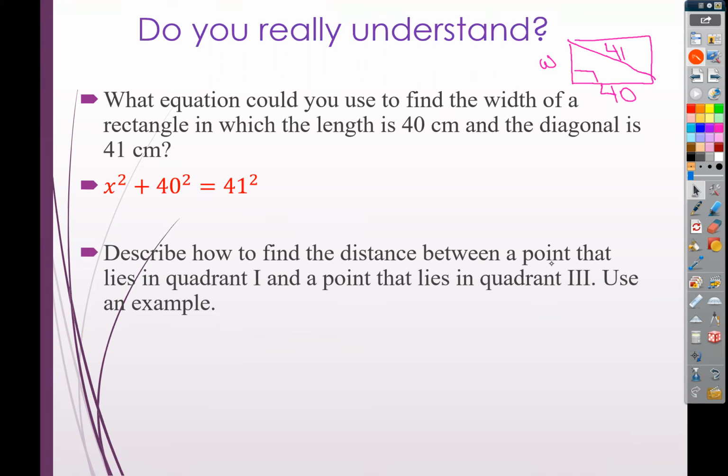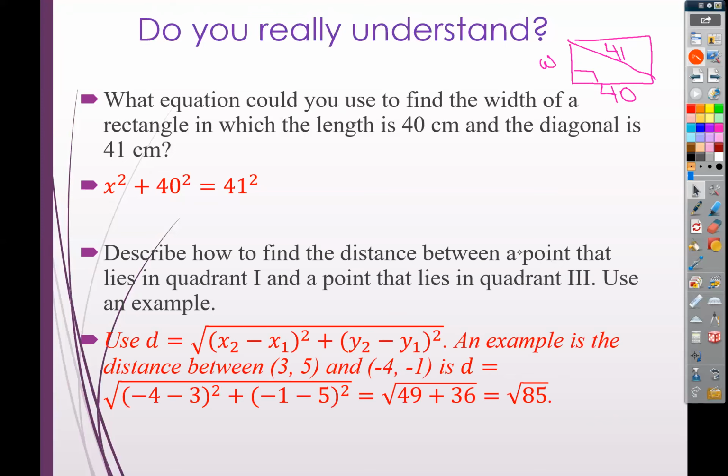Describe how to find the distance between a point that lies in quadrant 1 and a point that lies in quadrant 3. Use an example. And then you can look at this example, and they're given a point in quadrant 1, which both would be positive, and in quadrant 3, both would be negative. And so you plug it in the distance formula and solve.